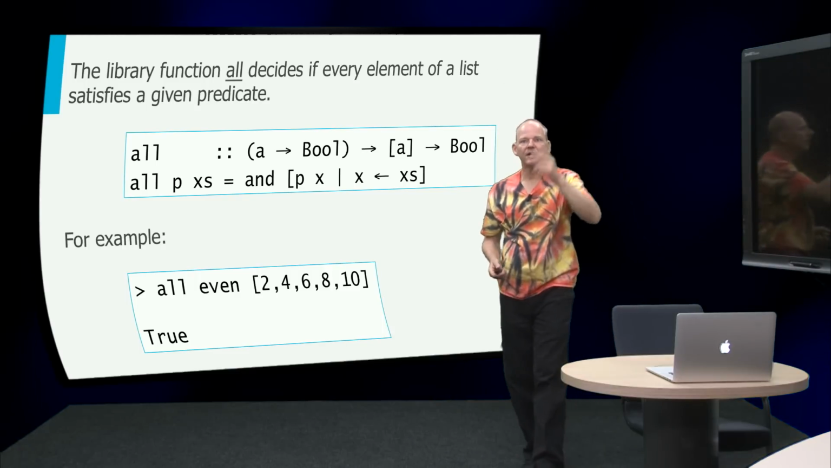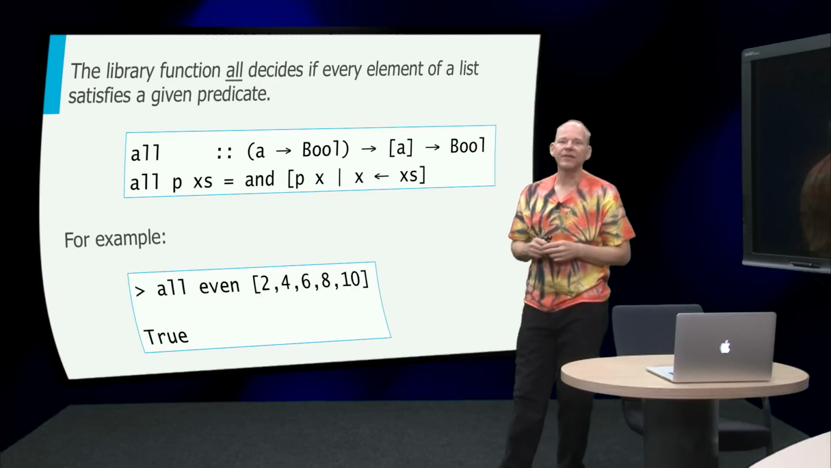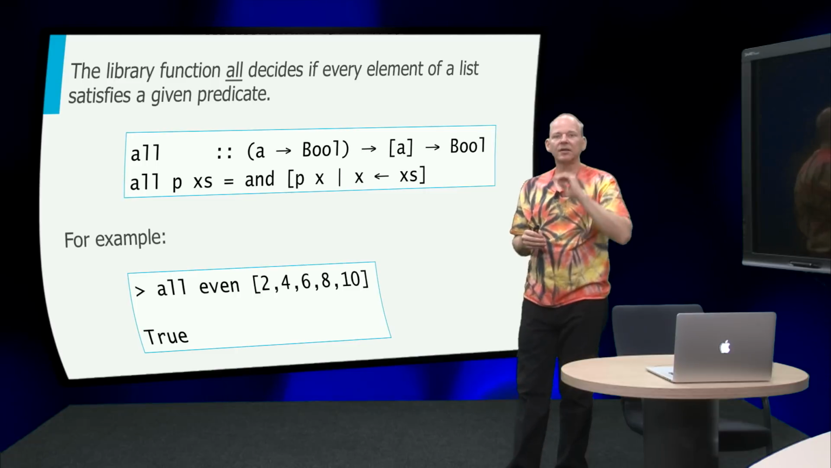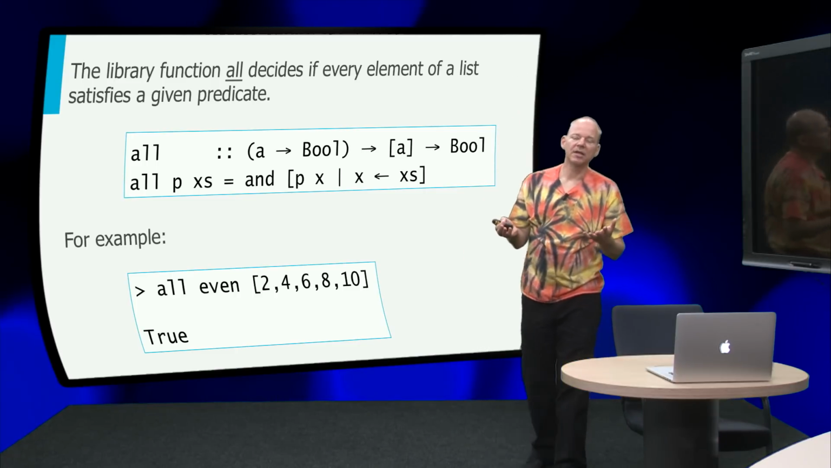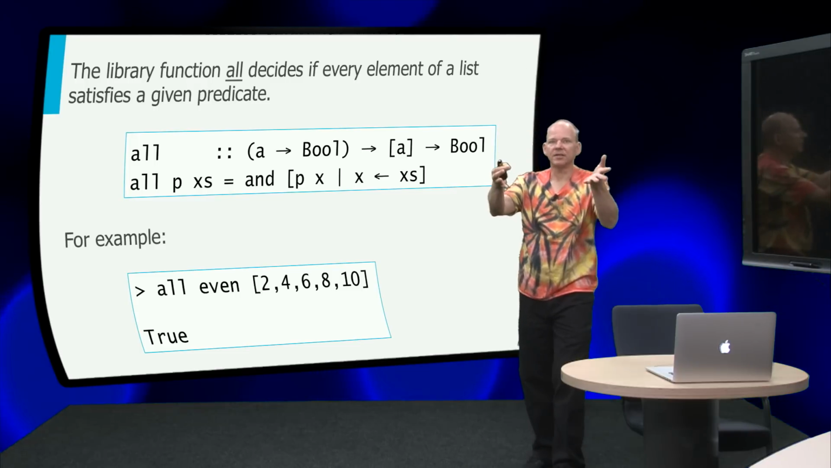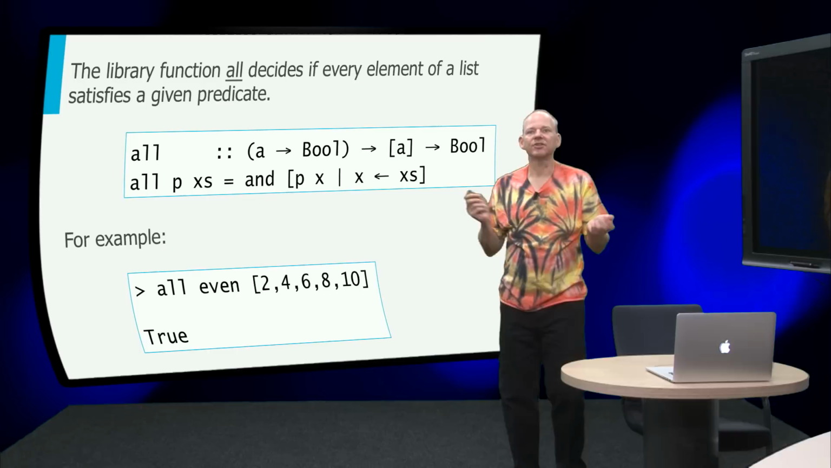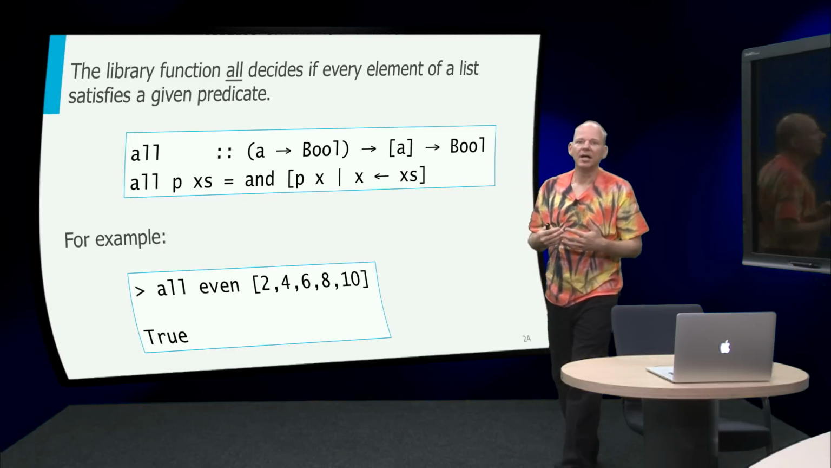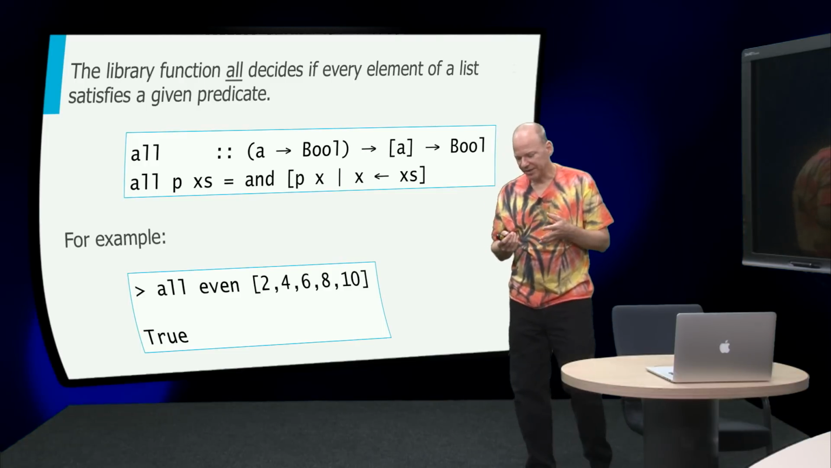Okay, here are a couple of other functions that are in the standard library, higher order functions. Most of them are defined using fold_r or using comprehensions. These are all interchangeable. I prefer using fold_r. Some people prefer list comprehensions.